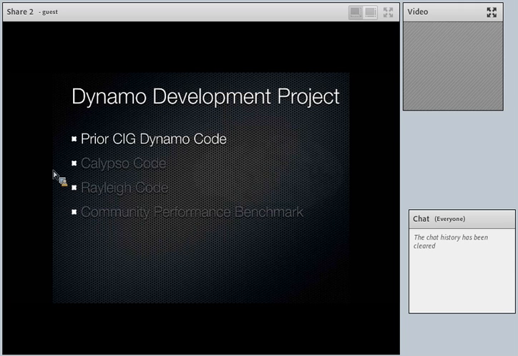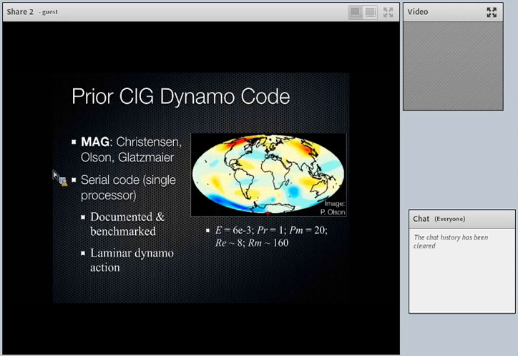So, the prior CIG Dynamo code is the MAG code, which was actually Gary Glatzmeier's code that was then modified by Uli Christensen and Peter Olson. It is a serial code, so it runs on a single processor. It's very well documented and benchmarked, and it's good for studying laminar dynamo action.